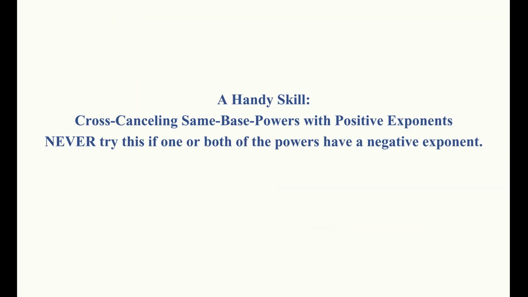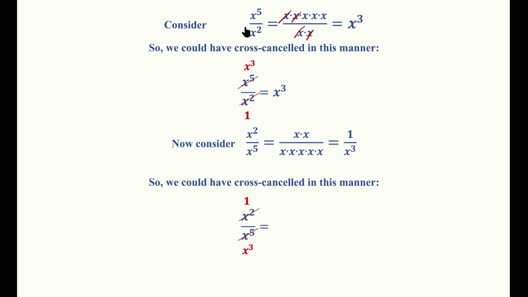All right, before we finish this video, I promised to show you kind of a shortcut for handling these powers and divisions. Now, the handy skill we're going to go over is cross-canceling same base powers, but only as long as they have positive exponents. We will never try this if one or both of the powers involved have a negative exponent. To understand how to cross-cancel powers which have the same base and positive exponents, consider this.